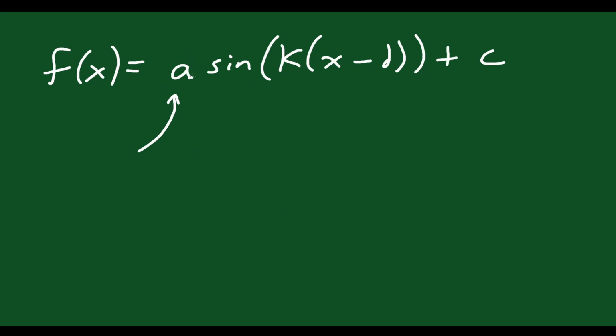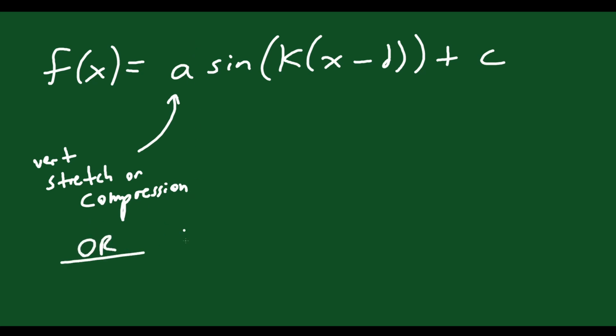In the past, we said A represents a vertical stretch or compression, right? Hopefully you remember that. But in this case, we have a special name for A, and that is our amplitude. So if A is just 1, the amplitude is 1. If A is another number, then we have a different amplitude, right?